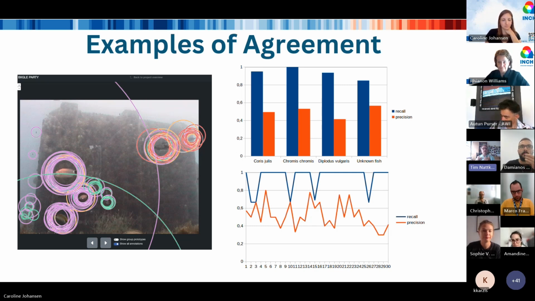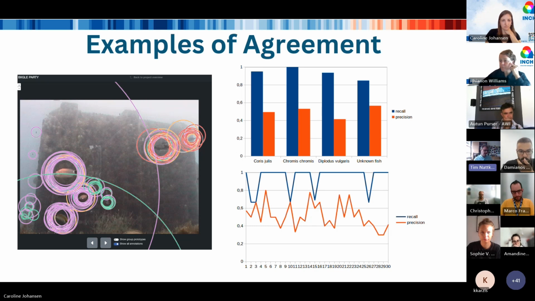Right now, we only count those annotations by citizen scientists that have been confirmed by at least 3 citizen scientists. So if there's only 1 circle drawn, like you see here in this image on the left, we don't count it. Below, you see the recall and the precision along all the images in this experiment. So you see the recall is always quite good. The precision is not so good. And the precision is jumping up and down, up and down.